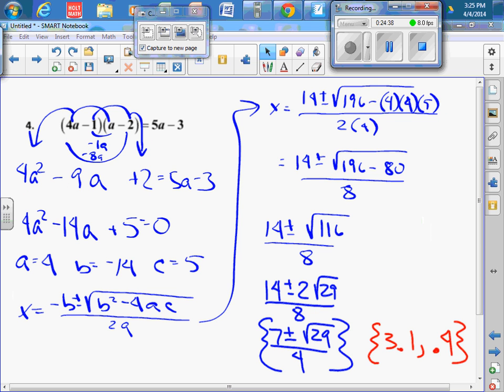And last but not least, again, number 4, we're going to have to FOIL the left side, get 4a squared minus 9a plus 2 is equal to 5a minus 3. After subtracting 5a from both sides and then adding 3 to both sides to get that 0, we get 4a squared minus 14a plus 5 is equal to 0. And we get 7 plus or minus radical 29 over 4. And then as the decimals, 3.1 and 0.4.